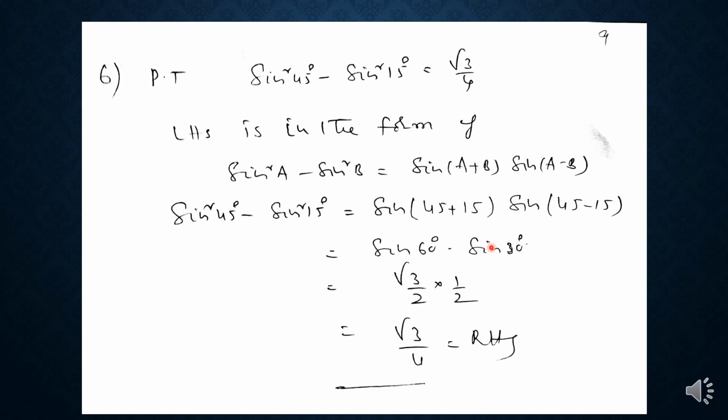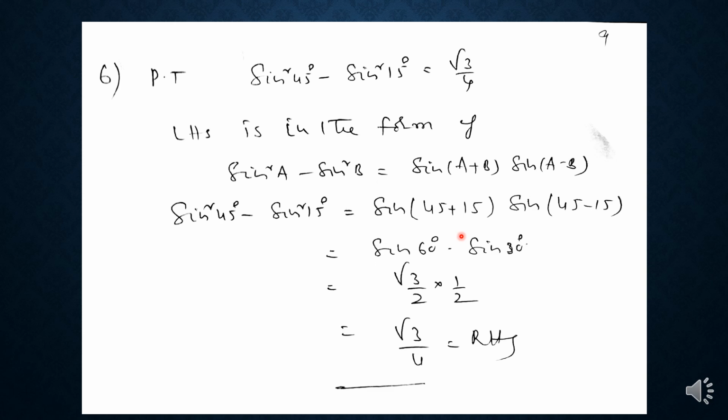So what are the important identities? What is sin of A plus B into sin of A minus B? That is sin square A minus sin square B, or cos square B minus cos square A. So sin square A minus sin square B can be expressed as a product of sin of A plus B into sin of A minus B, or cos square B minus cos square A can be written as sin of A plus B into sin of A minus B.